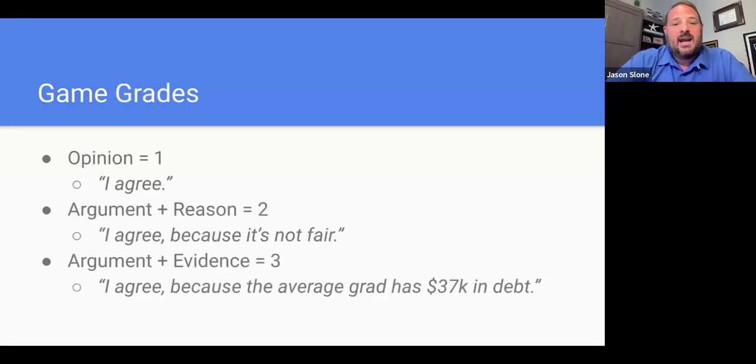Okay, and for grading, I try to keep it simple. You're going to get graded on the effectiveness of your participation. If you give an opinion, like I agree, okay, you get a point for that. But if you give a philosophical argument with some reasoning behind it, like, I agree because it's not fair, blah, blah, blah, that's a little bit better, so you get 2 points. And for me, the best arguments have evidence, and you get the most points. I agree because, if it's a student loan game, which is one we wrote, something like the average grad has $7,000 in debt. So you're providing evidence. You can come up with your own grading rubric there. That's the one I use.